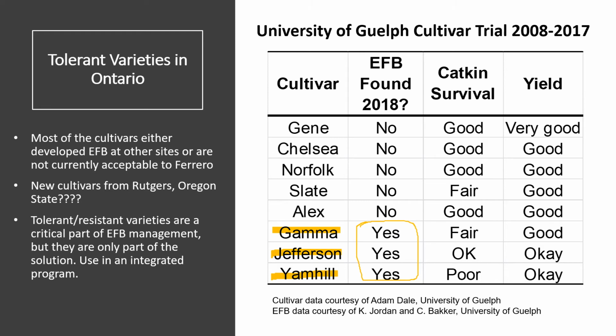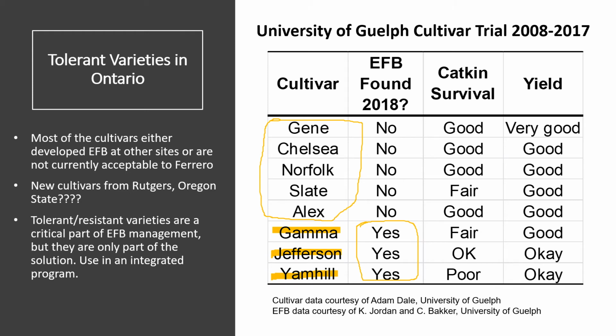There are, though, a number of Ontario varieties coming from Ontario farms and propagators or from Eastern New York, and so far we have not seen Eastern Filbert Blight in any of those varieties, so those are good choices if you're looking for really Eastern Filbert Blight tolerant varieties. However, it's important to be aware that most of the cultivars that they identified as not getting Eastern Filbert Blight are not currently acceptable to Ferrero, which is a major market for some Ontario growers.